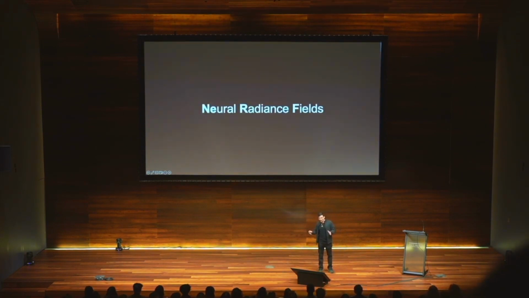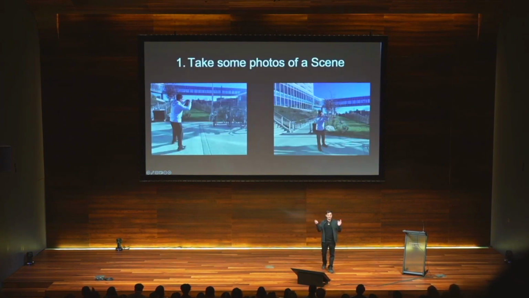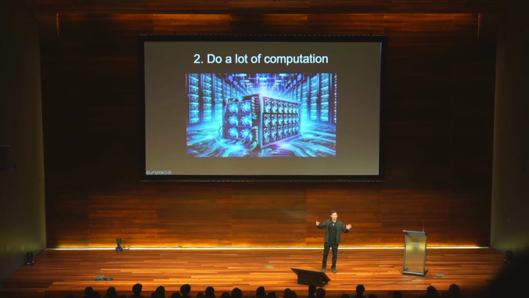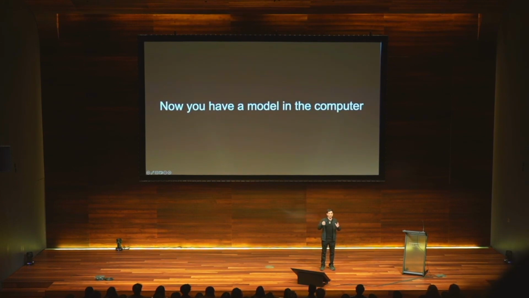At a really high level, how it kind of works is this. You can take some photos of a scene, so for example, in front of E7, and then you can do a whole lot of computation, using a lot of graphics cards. And then you have a 3D model in the computer. And using this 3D model, you can move around in it. You can record another video, stuff like this.